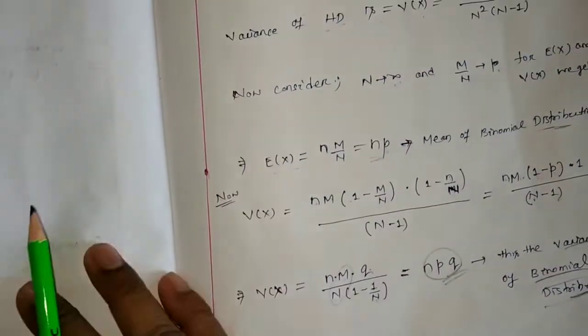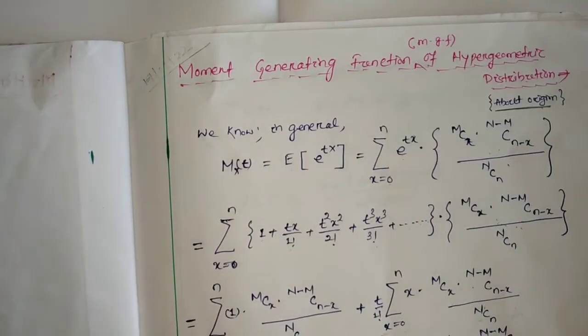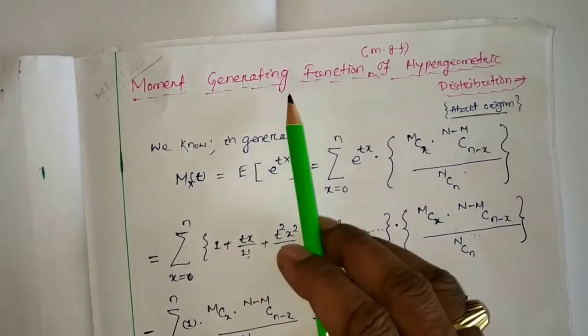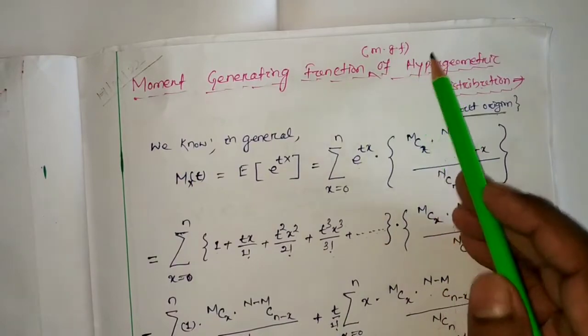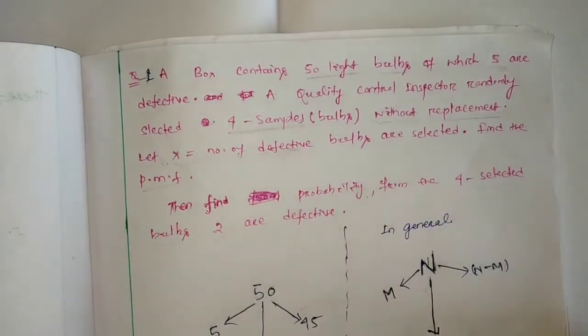In today's class, we had decided to discuss the multinomial distribution, but before that we are going to discuss the moment generating function, that is the m.g.f. of the hypergeometric distribution, and a few numericals based upon the hypergeometric distribution. Okay, so let's start.